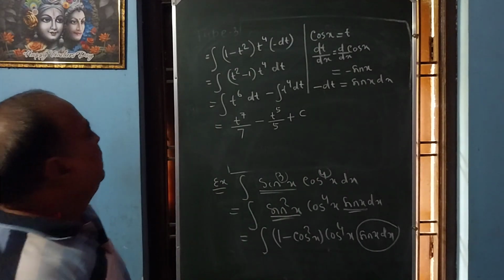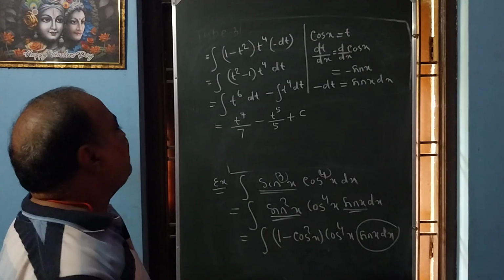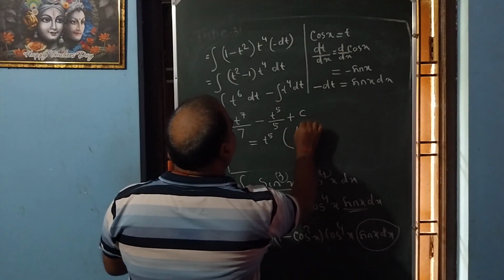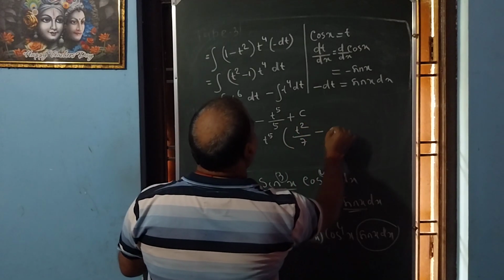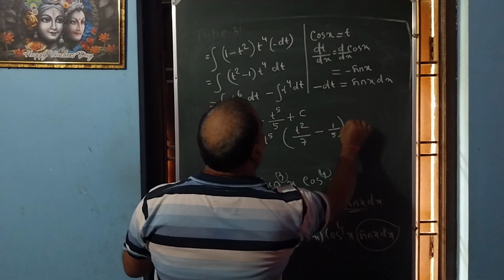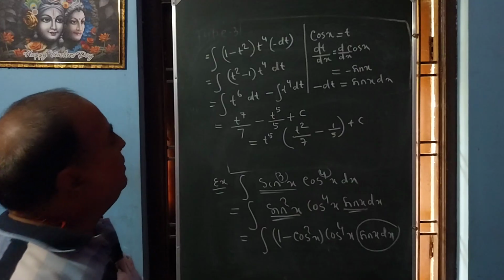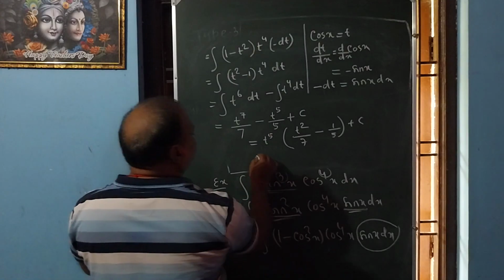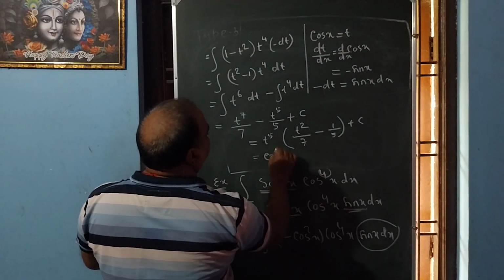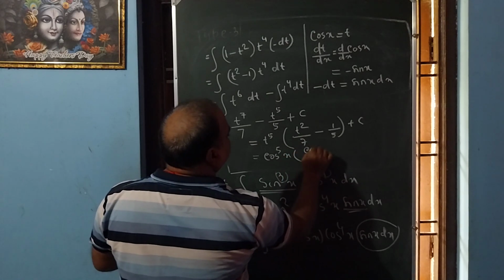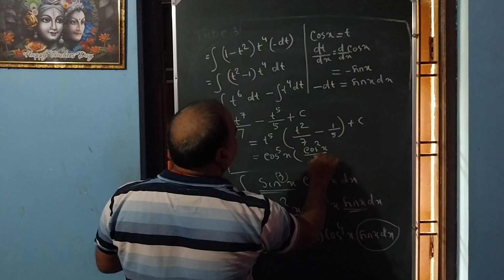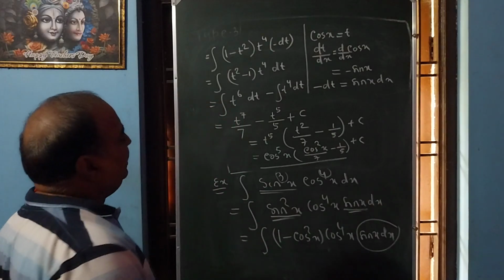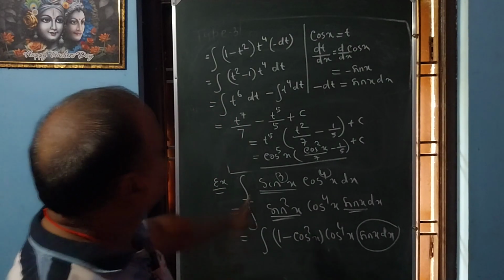Now in this case, you have to take t to the power 5 common. That is t square by 7 minus 1 by 5 plus c. So in place of t, we have to put cos x. So we get cos to the power 5 x whole into (cos square x divided by 7 minus 1 by 5) plus c. This is the answer. So you remember, this is the answer.